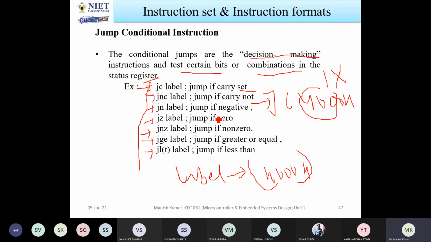Okay. So whenever you are using the jump instructions with conditions, always at the time of executing, the microcontroller will set the status register value. In the corresponding status register value, we will check the carry flag, zero flag, negative flag. It depends upon which condition you are using.